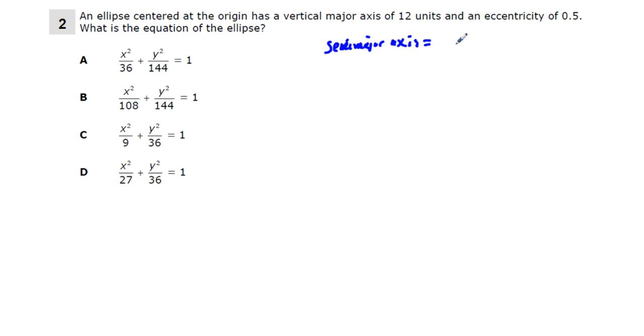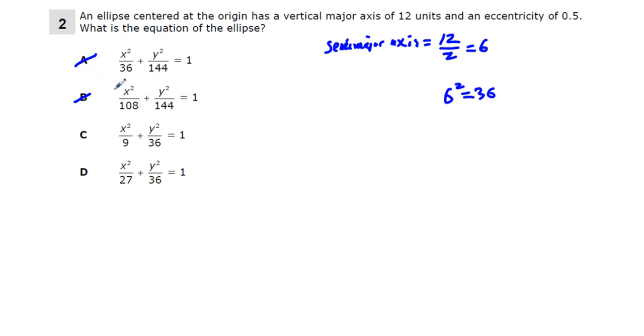This is going to be equal to half of our major axis, or 6. And so that means that 6 squared equals 36 is going to have to be underneath the y. Okay, well, that's going to be C or D.